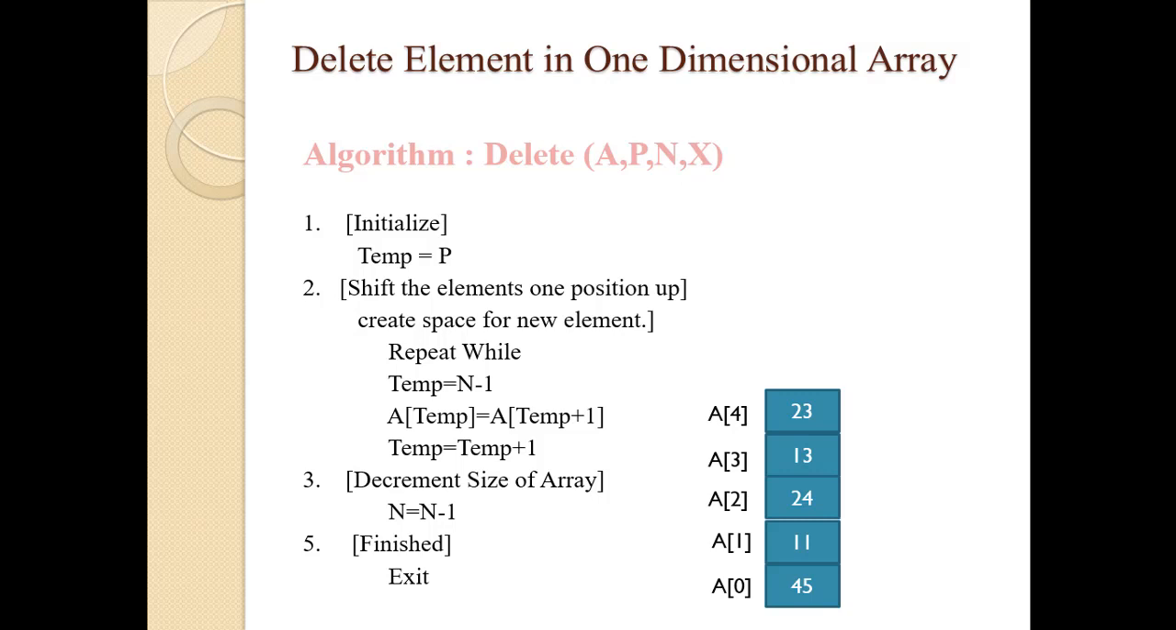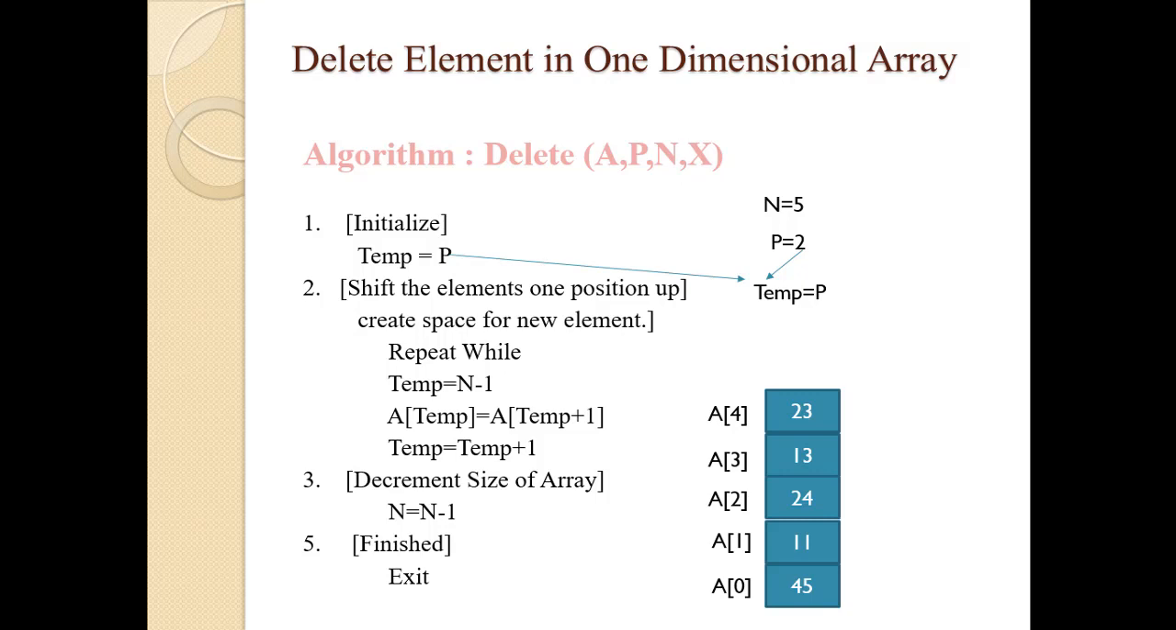First of all, we look here, the first step is initialize: temp is equal to p. Temp is also used in our program. The main variables are a, p and n. So, first of all we take the value of n is equal to 5, suppose. Then we take p is equal to 2. So, in this algorithm, we store our value of p in temp is equal to p.